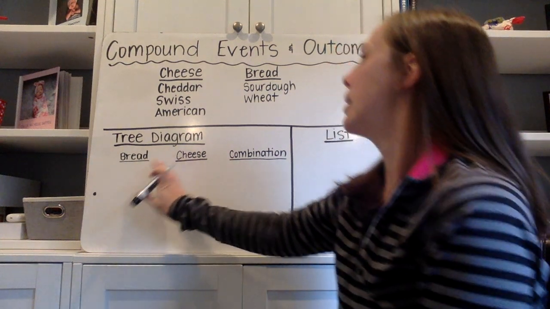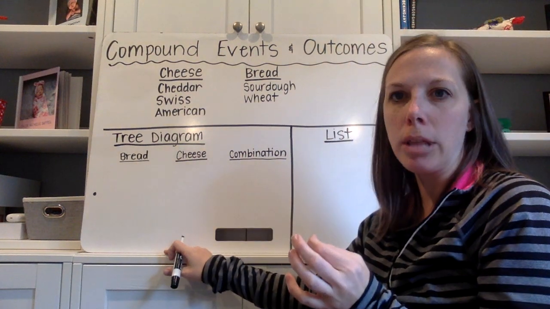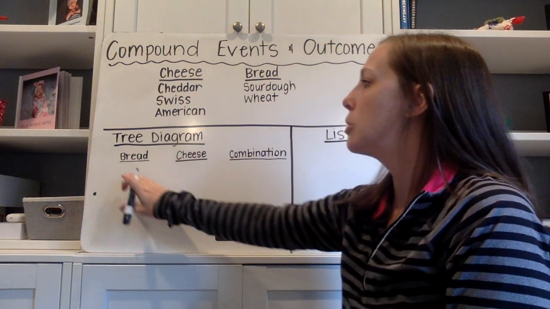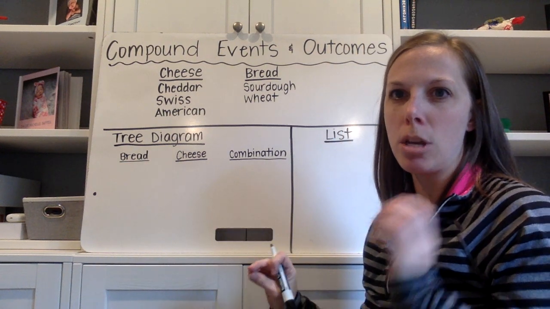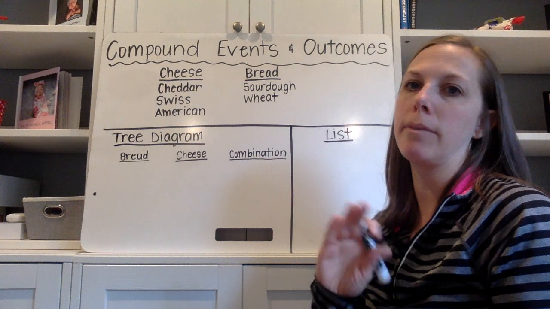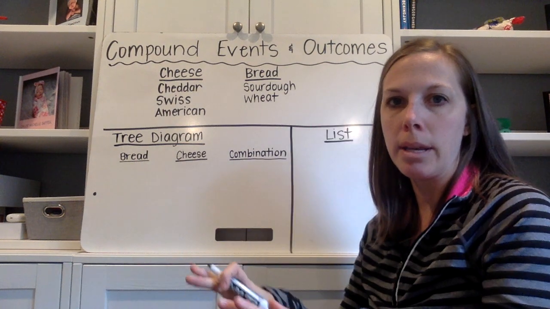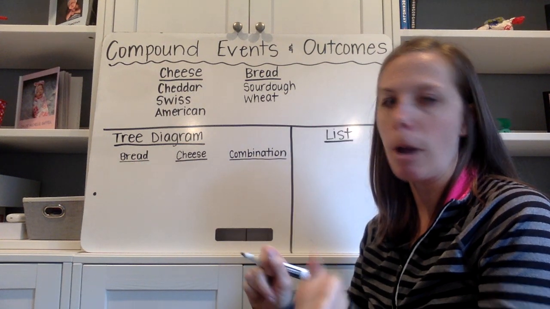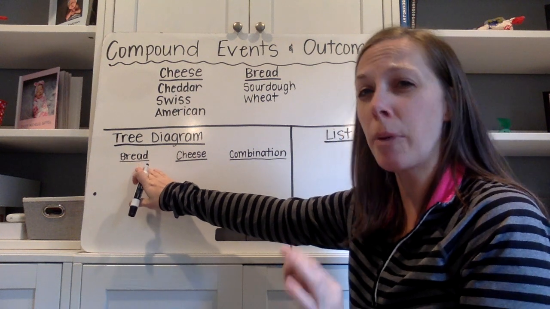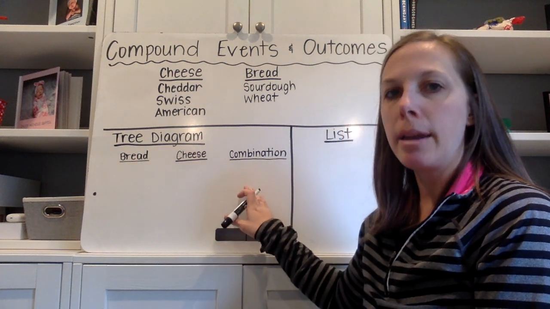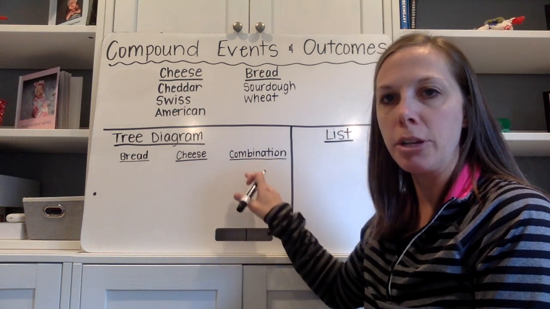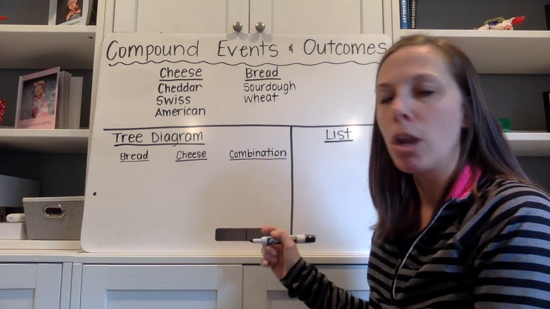For my tree diagram, I've already labeled my columns for you. I'm going to start by choosing the bread, because when I'm making my grilled cheese, the first thing I have to do is get the butter on the bread so I can get it down on my griddle and get it ready to go. So I'm going to choose my bread first, then my cheese second. Then I'm going to end up with my combination, my outcome sandwich here.